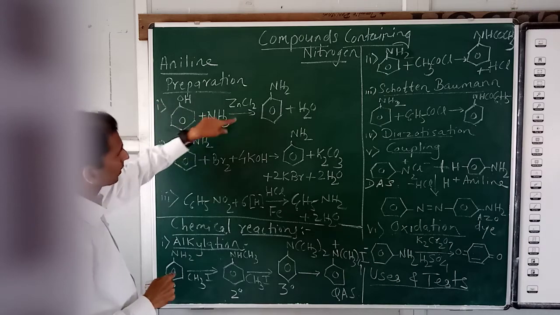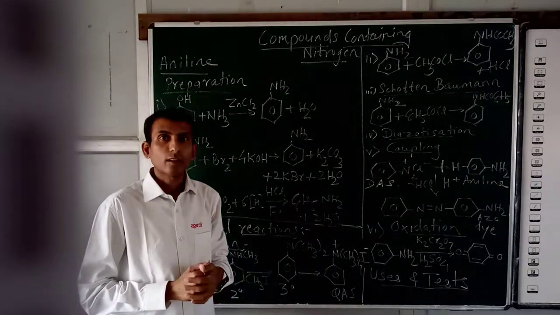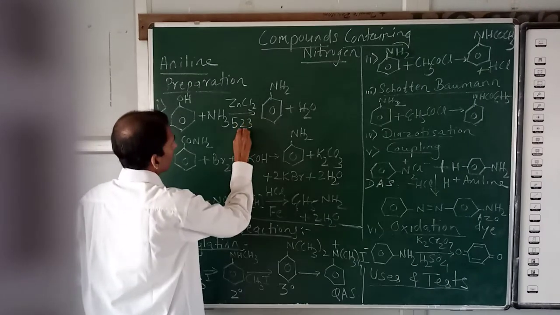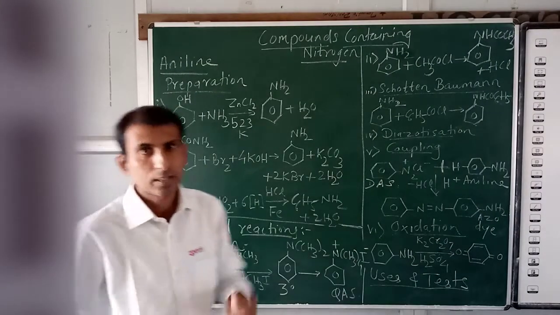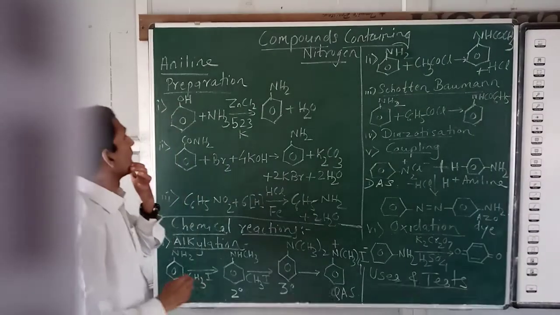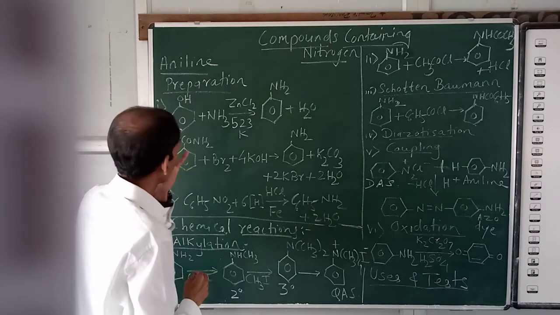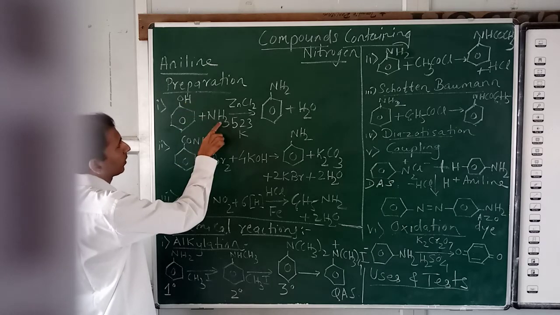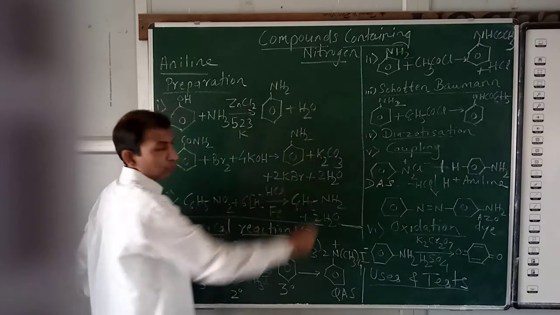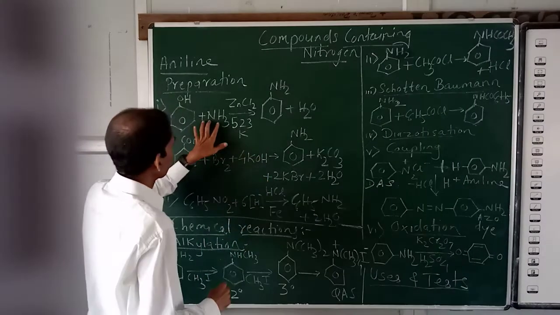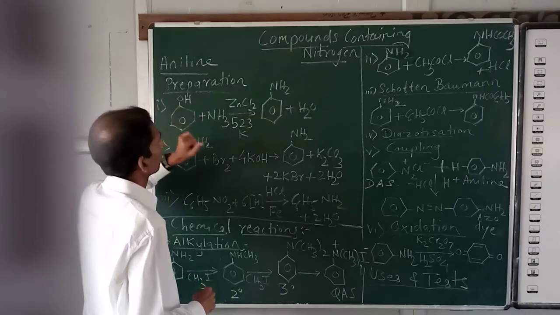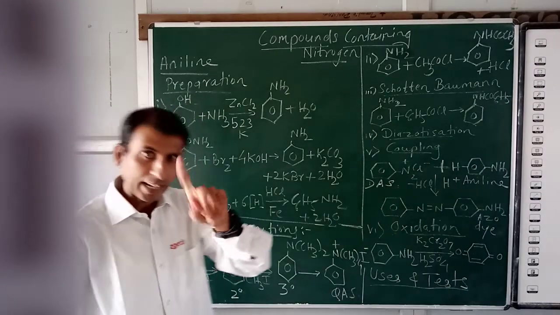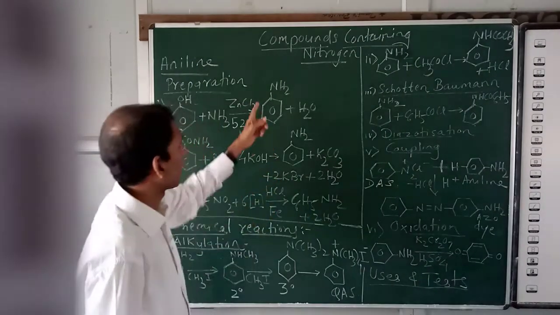Treat it with ammonia in presence of zinc chloride, ZnCl2, and the temperature is 523 Kelvin. Okay, slightly higher temperature. And then what happens here? Just have a look. OH from here and 1 H from here is lost as water, which is a byproduct. Okay, and the NH2 group which is remaining here gets attached to this carbon atom. So the bond breaks here, and the NH2 group gets attached to the benzene ring and we get aniline.